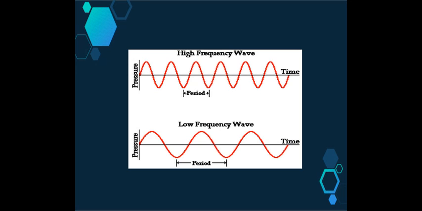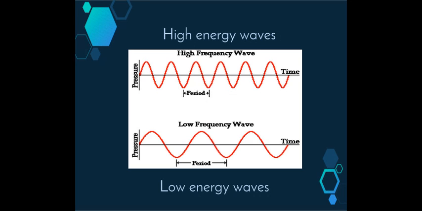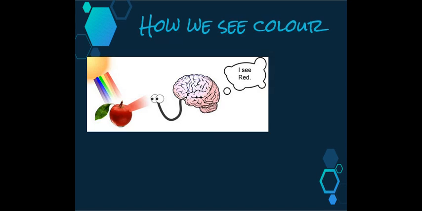So waves with a shorter wavelength have a greater frequency and are therefore said to be high energy waves, whereas on the other hand, waves with a longer wavelength have a low frequency and therefore are termed low energy waves.